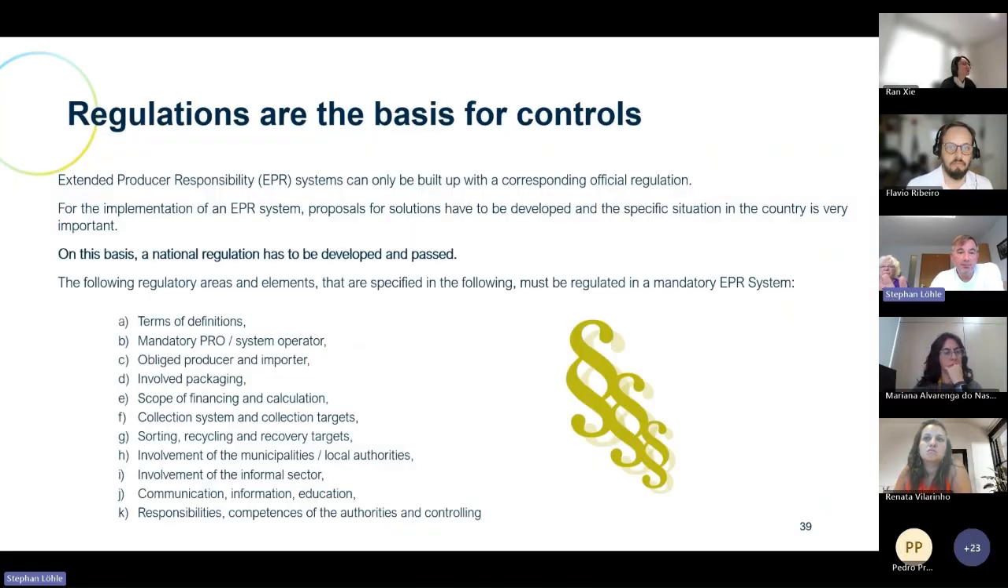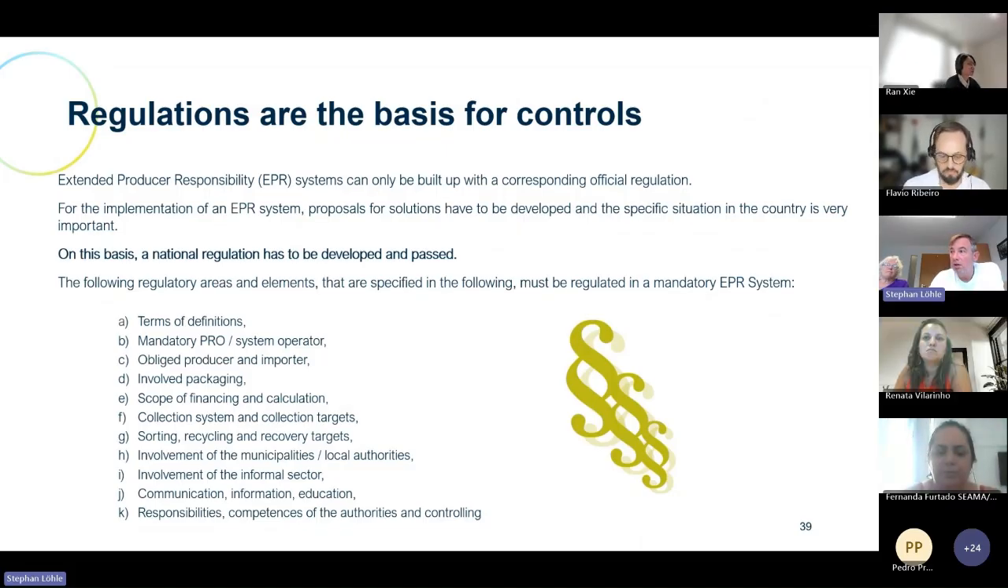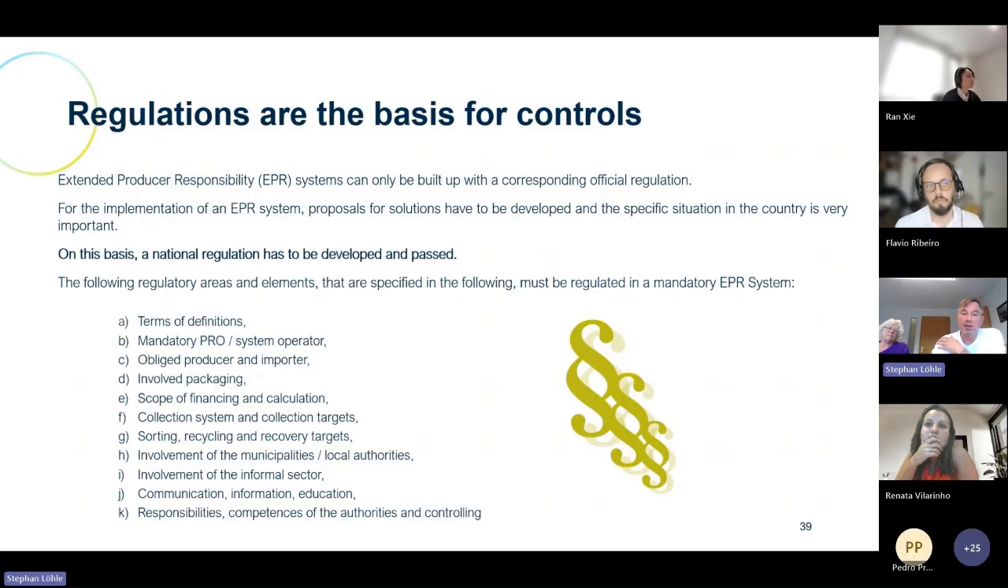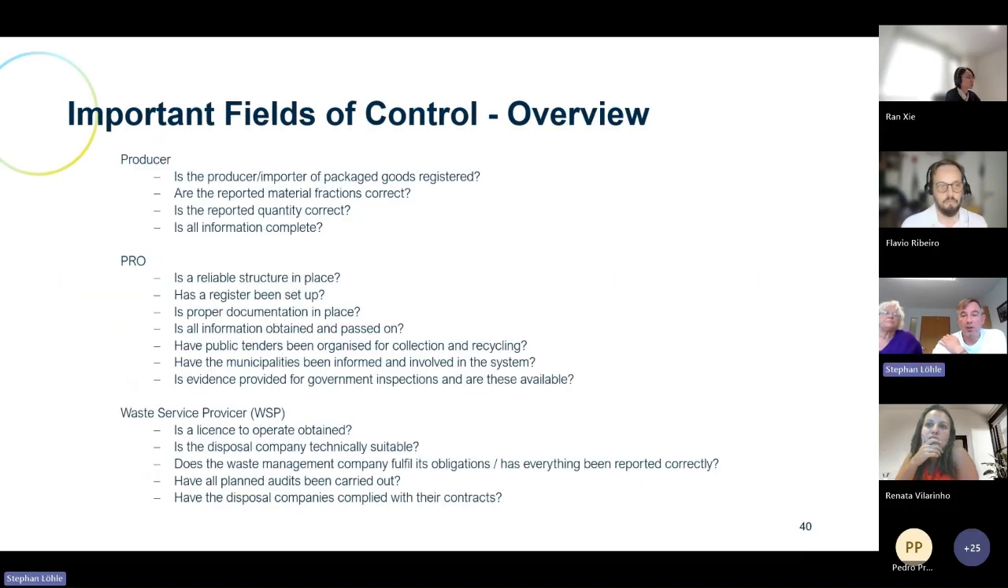Just as the last thing, here you can see what needs to be regulated in a framework, and the points A to K cover more or less each and every aspect that needs to be addressed in an EPR regulation, which is a clear definition of who the system operator is, what the obliged producers are, the scope of packaging being covered, the collection system, sorting, recycling, how to interact with the municipalities, and so on. So all clarification about the obligations, and these are the important fields of control, which we'll touch upon in the next session as well.